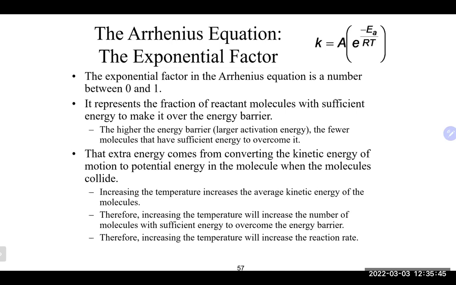That's why, as we just talked about, when we increase the temperature, it gives a greater proportion of molecules enough energy to get to the other side. The end result of that is we should see an increase in the rate constant, the rate of the reaction.